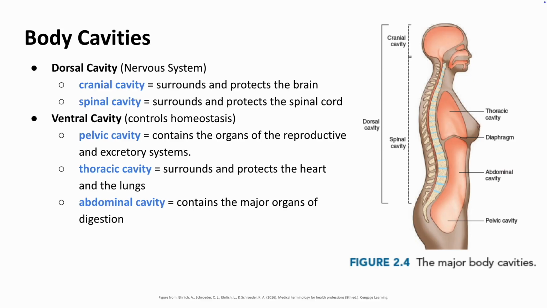Thoracic cavity surrounds and protects the heart and the lungs. If you see that big separate lobe up there, that's the thoracic cavity, which holds the lungs and the heart. Abdominal cavity contains the major organs of digestion: small intestine, large intestine, stomach, and this part is the abdominal cavity. The distinction between the abdominal cavity and pelvic cavity is not very clear. If it's closer to the pelvic side, they call it pelvic cavity. If it's closer to the thoracic side, they call it abdominal cavity. And yeah, those are the major body cavities.